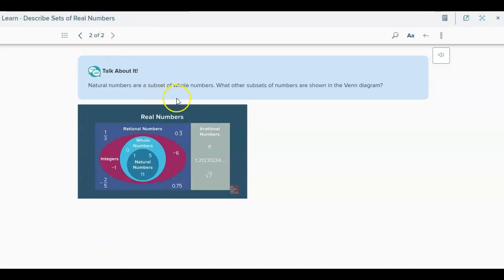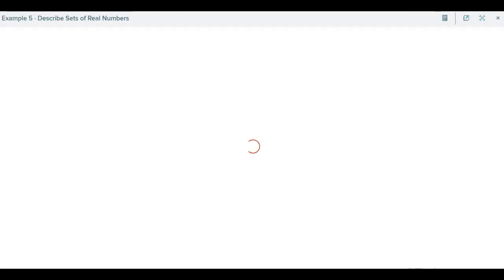So natural numbers are a subset of whole numbers. What other subsets of numbers are shown? So natural is a subset of whole. Natural is also a subset of integers. Natural would also be a subset of rational numbers. Whole numbers is a subset of integers and rational numbers and real numbers. So just understand that some of these sets are what we call subsets. And any number that is in a subset, so all natural numbers are also whole numbers, because it's a subset of whole numbers. All whole numbers are also integers. All integers are also rational numbers. So that's important to know.